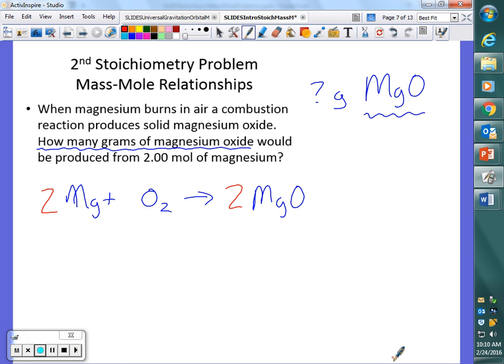Now, stoichiometry problems are conversion problems. Conversion problems get rid of bad units and give us units that we want, right? What's the bad unit that we're trying to get rid of in this problem? Not just magnesium. Moles of magnesium, right? We're starting with this. But do we want moles of magnesium? No, we ultimately want what? Grams of magnesium oxide, right?